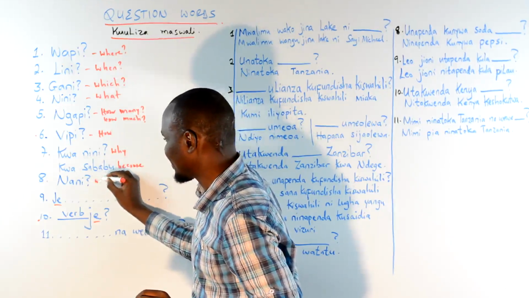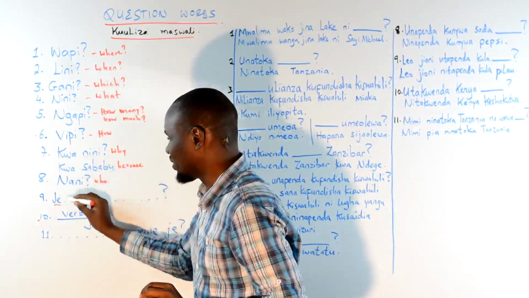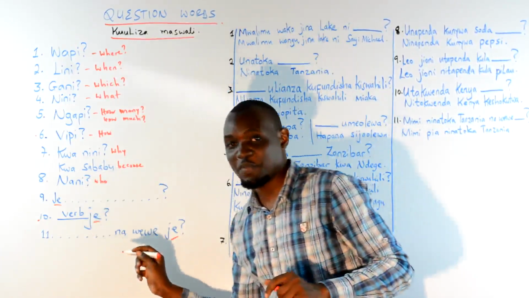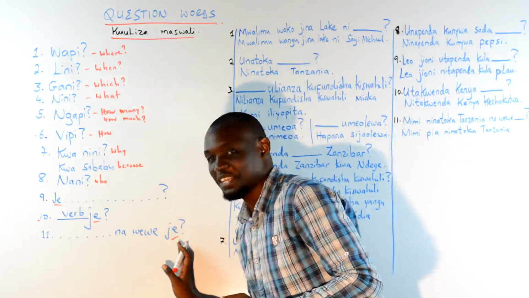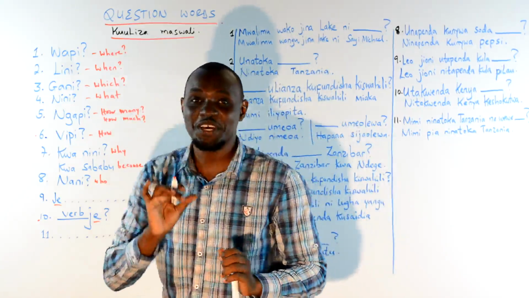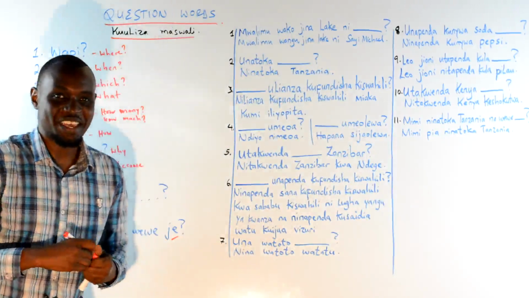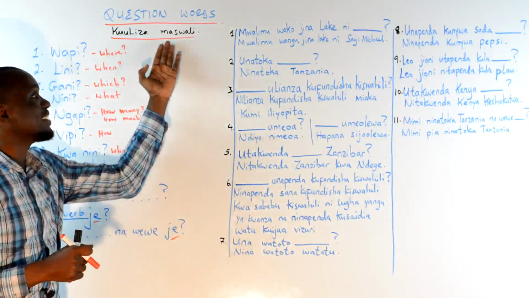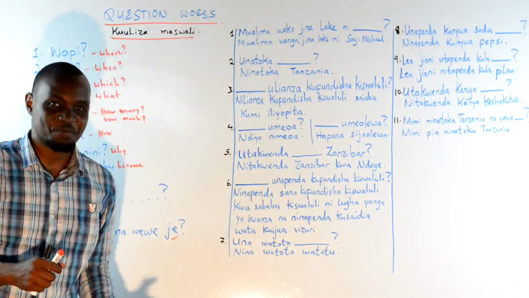Nani? Who? J in the beginning is yes or no question. J after the verb means how. J at the end means what about you, right? So now you know the question words in Swahili. Then welcome to ask a question. Karibu kuuliza maswali in Swahili.